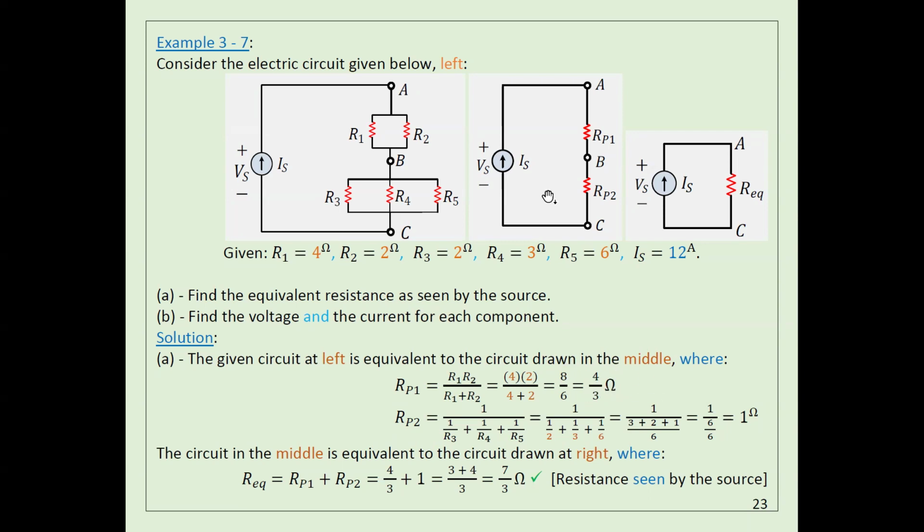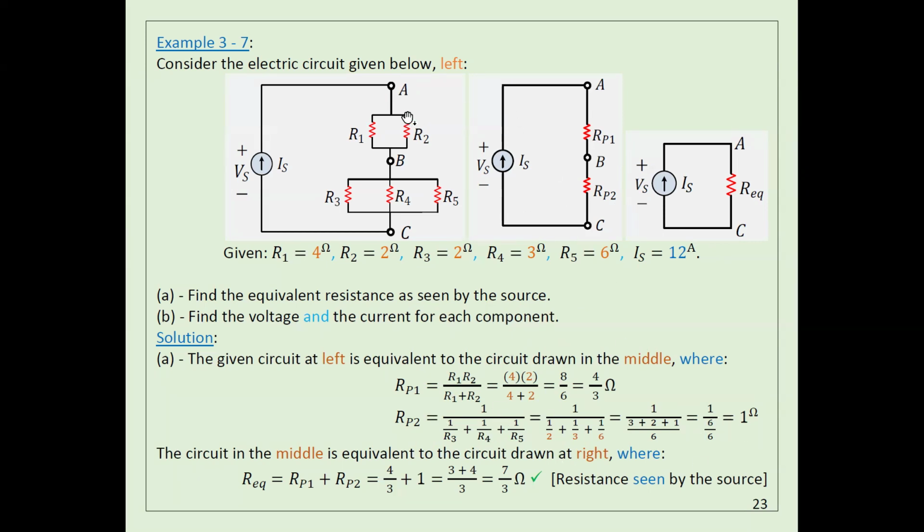It's the same current here. So if I multiply I, which is given to me as 12, times RB1, I get the voltage drop. Same thing. How can I get the voltage drop here? The voltage drop here is IS, which is the same current, times RB2. And I already calculated RB2.